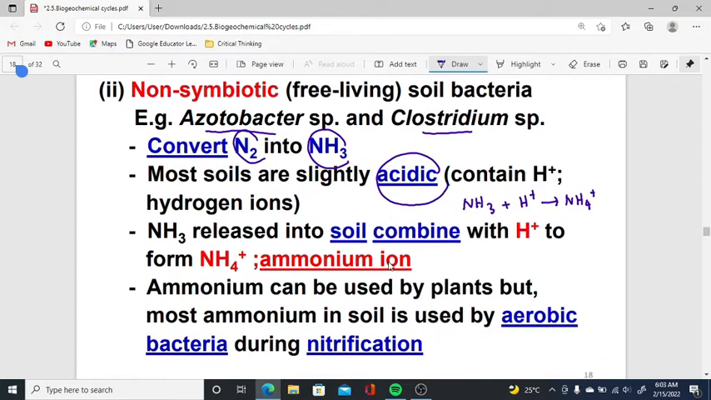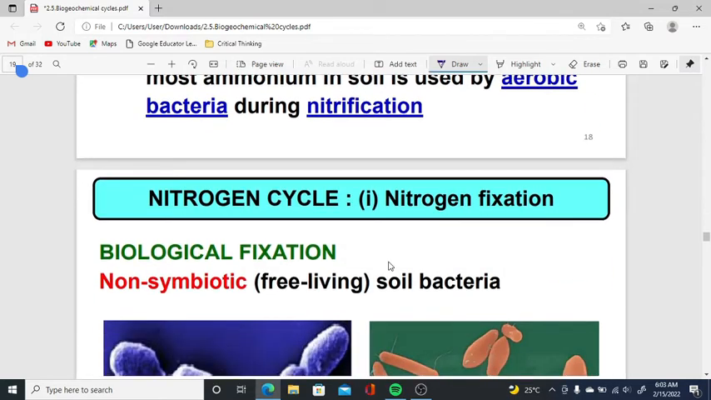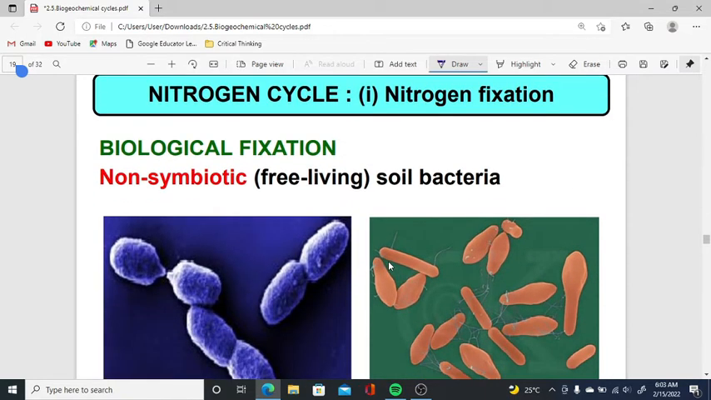Okay, so ammonium also can be used by plant, but most ammonium in soil is used by aerobic bacteria during nitrification. Ini ada next step lah. Dalam nitrogen cycle kita ada nitrification. Okay, so ammonia, ammonium, nitrate ion. So ada 3 sekarang yang boleh digunakan oleh pokok. Alright, so these are example of biological free living bacteria.